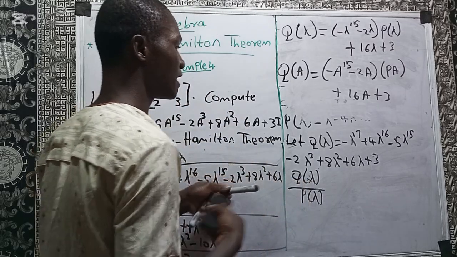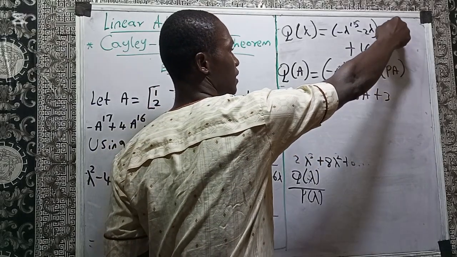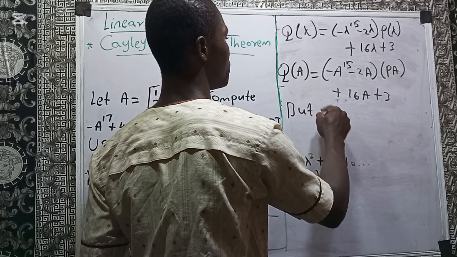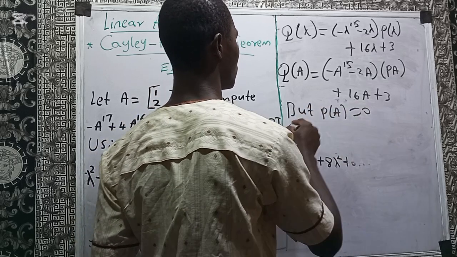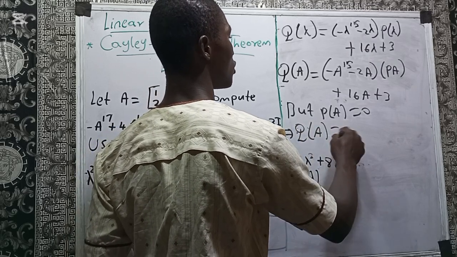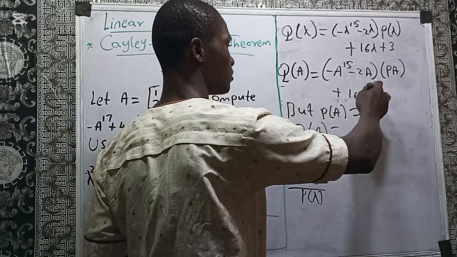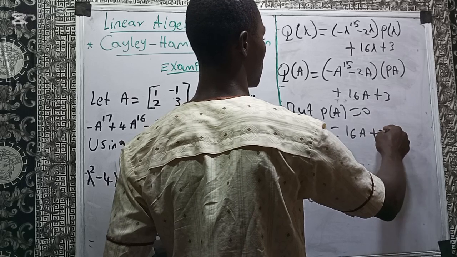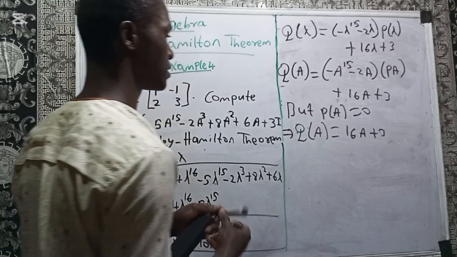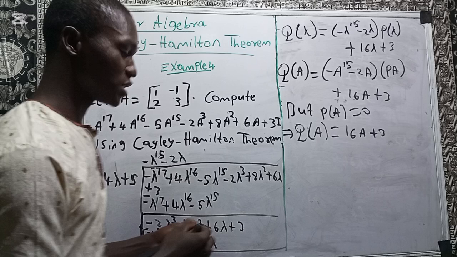So by Cayley-Hamilton theorem, this matrix A will satisfy this characteristic equation, right? So P of A will be equal to what? 0. So this implies that our Q of A will be equal to this quantity 0 multiplied by this quantity. So this will vanish, remaining 16A plus 3. So this is what we are going to have remaining. So this long expression has been reduced to this quantity.